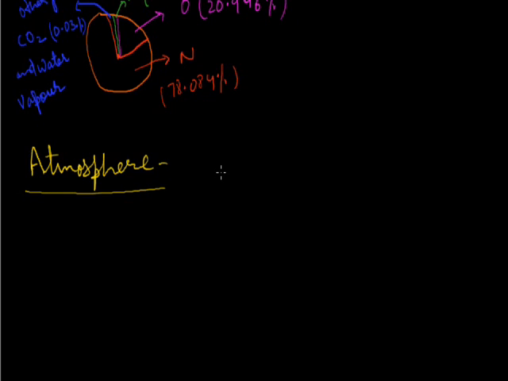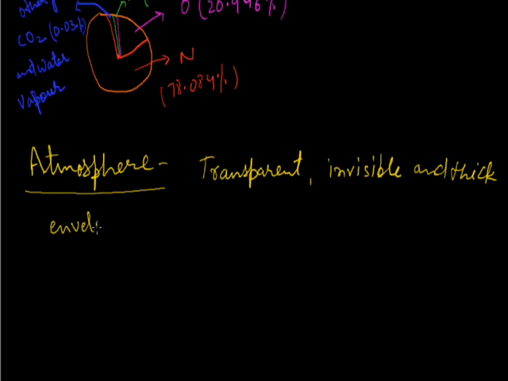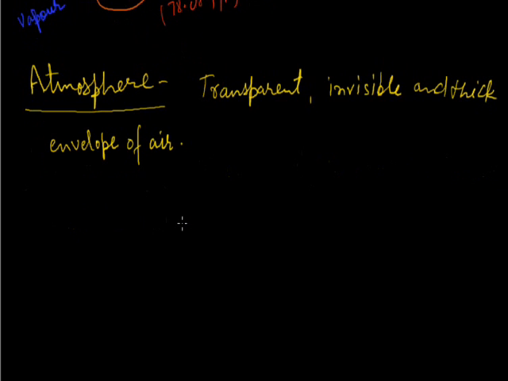It is a transparent, thick and invisible envelope of air. Atmosphere consists of a uniform mixture of permanent gases called dry air and different amounts of other materials like organic and inorganic materials. Some examples: smoke, pollen grains and dust particles.